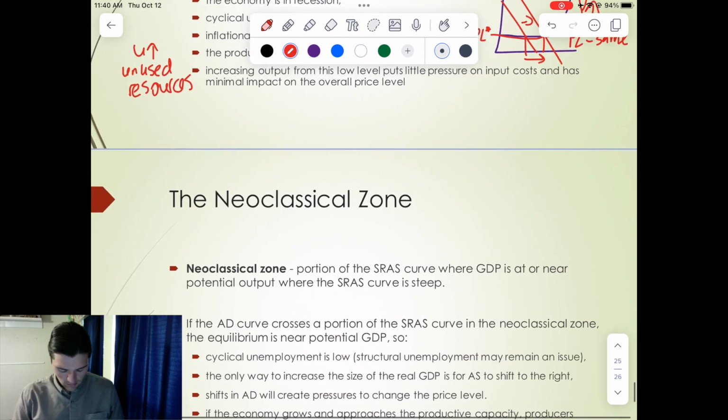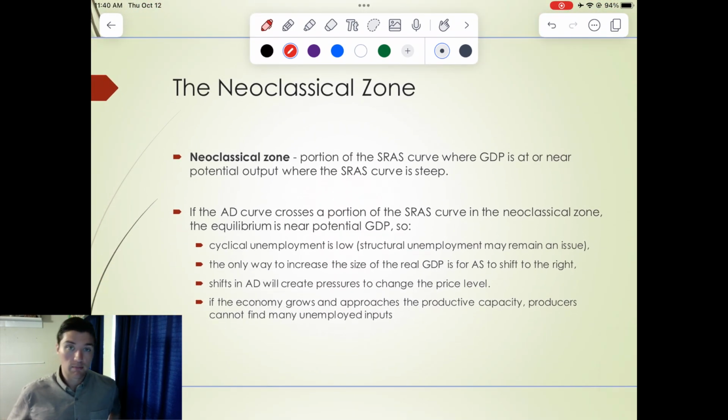Okay. Now the neoclassical zone is going to be the portion where the SRAS is at that potential GDP, where you are kind of at your maximum that you're able to do. So the only thing left to do is just go straight up. Now the reason it's straight up is because you have no more resources. Like you've used all your oil and you've used all your gas, you've used all your labor. There is absolutely no way you can make more stuff. You have reached your productive capabilities. You cannot do anything more. So that's why it's only going straight up.